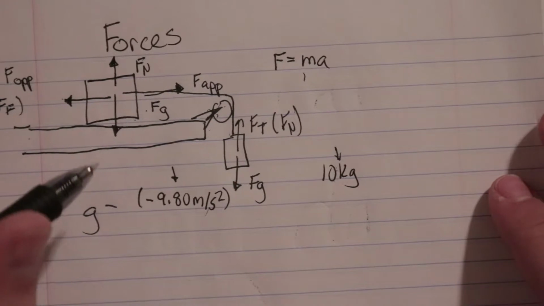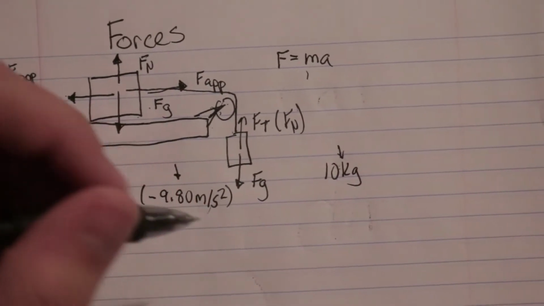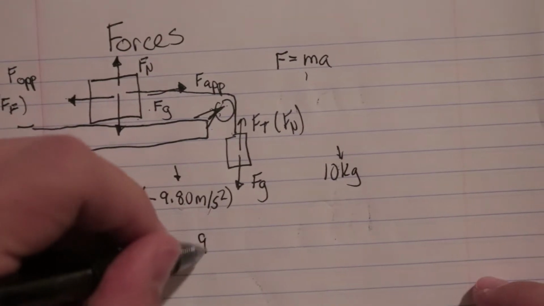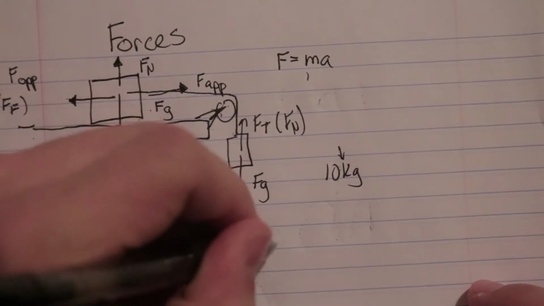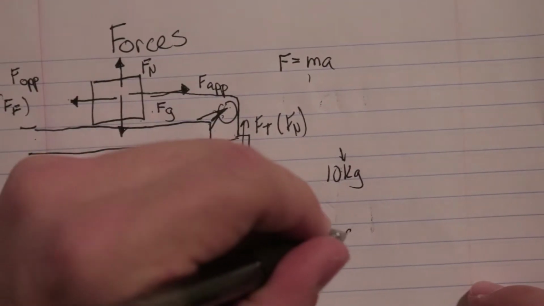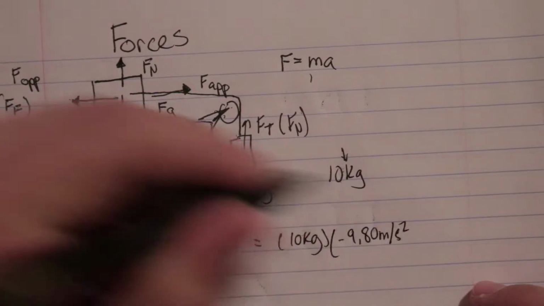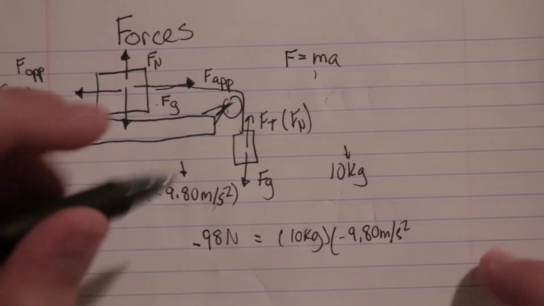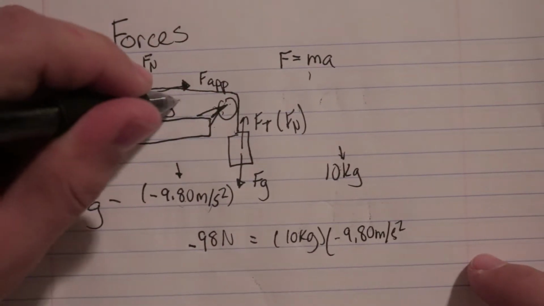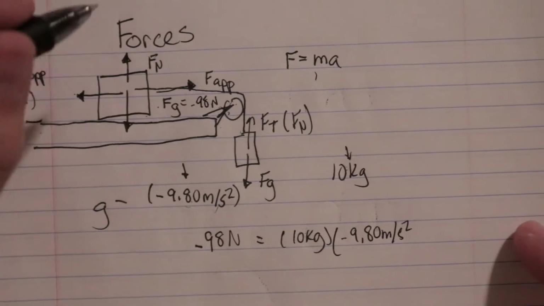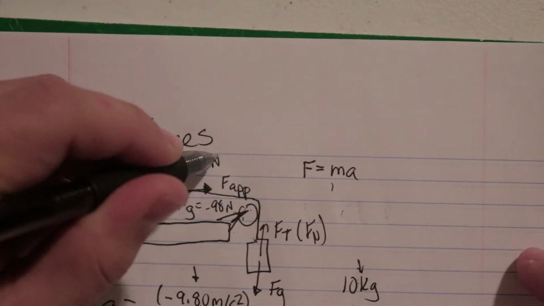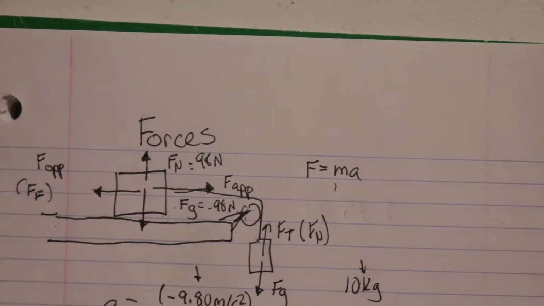So we can take those and multiply them together and we get 98 newtons. And so that's going to equal my 10 kilograms times negative 9.80 meters per second squared. This would be a negative 98 newtons. This would be my force gravity. So negative 98 newtons. So my force normal is going to be equal to 98 newtons because it's in the opposite direction.